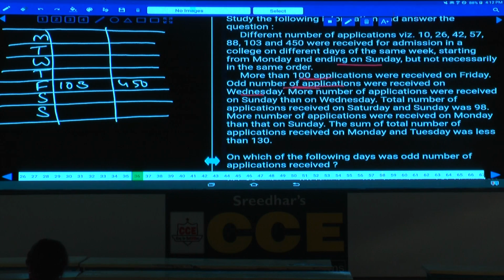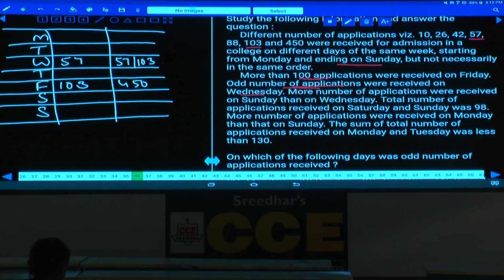Odd number of applications. Now in this one, 10, 26, 42, 57. 57 is one odd number, 103, isn't it? There are only 2 odd numbers, out of which 103 is already completed here, hence it must be 57, isn't it? Odd number of applications on Wednesday. Now here in this one, either it could be 57 or 103. There are 2 possibilities here.